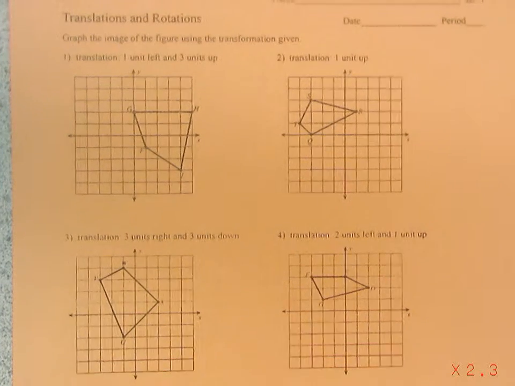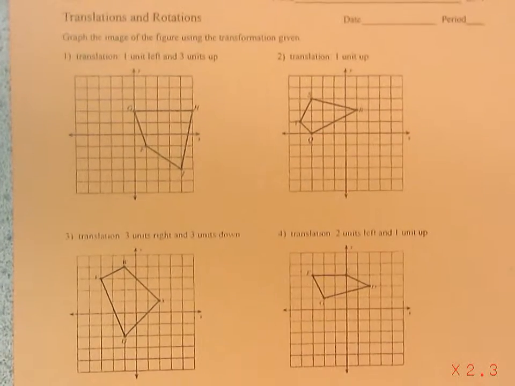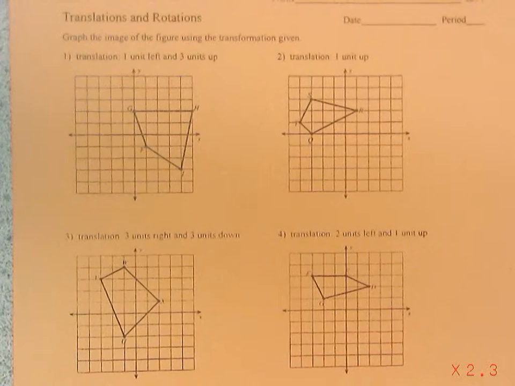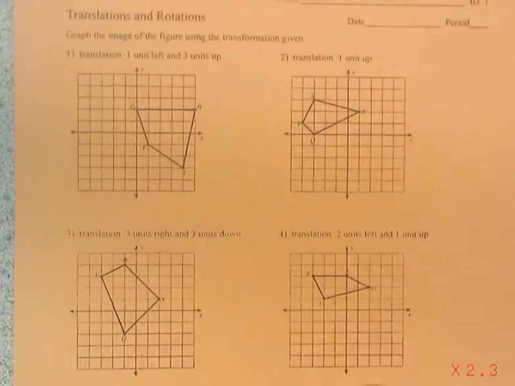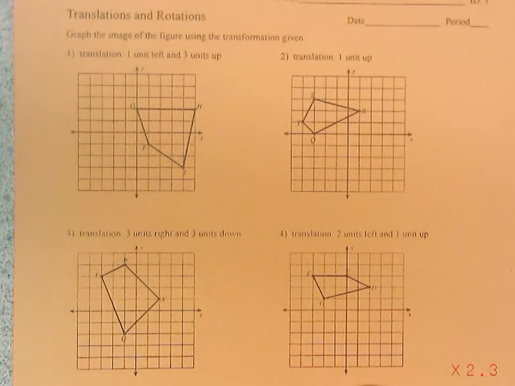All right, so today we're going to be talking about translations and rotations. So translations are actually probably one of the easiest transformations out there. It's kind of self-explanatory. It's just basically sliding the shape places on your graph, right?